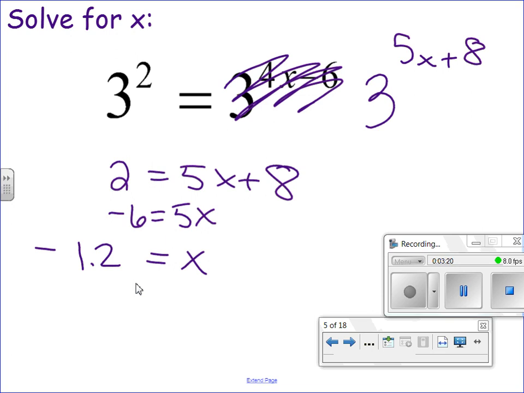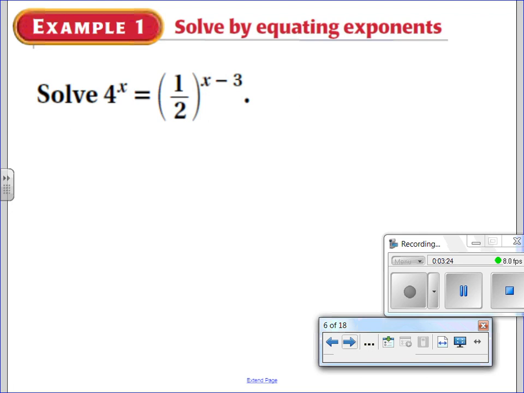Makes sense? Okay, awesome. Let's try another one. This one's a little bit harder because the bases don't match originally. But that's okay. We'll figure it out. Is there any way I can rewrite one of these sides, or maybe even both of these sides, to make them match each other? That's what you ask yourself.